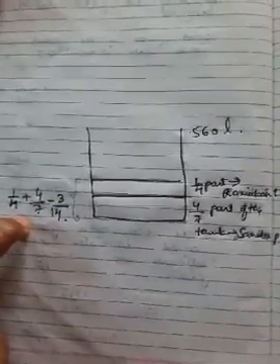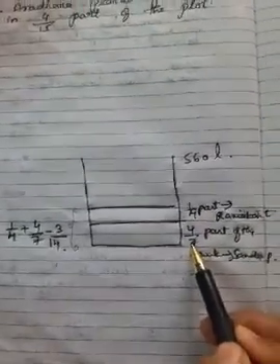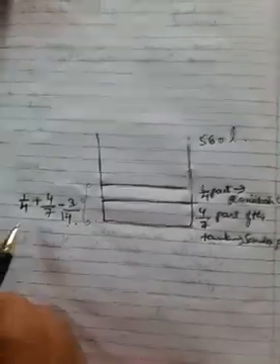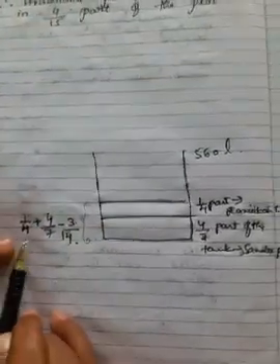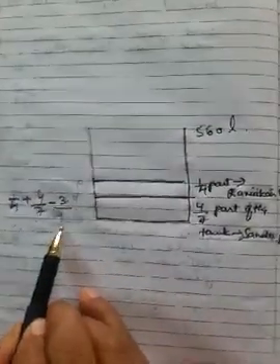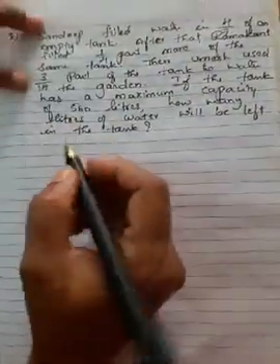Understood? So first we should add these two fractions. Then we come to know how much water is filled in the tank. From that, we should subtract the fraction 3 upon 14 from the total. Understood students? First add these two fractions, then subtract this from the total. So first we will add these two fractions.